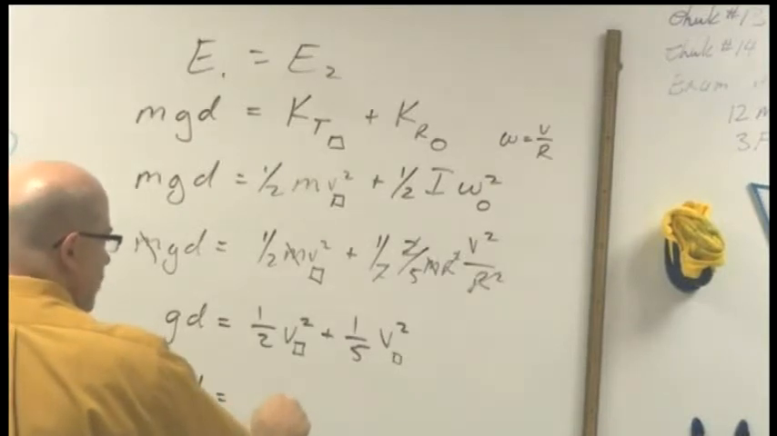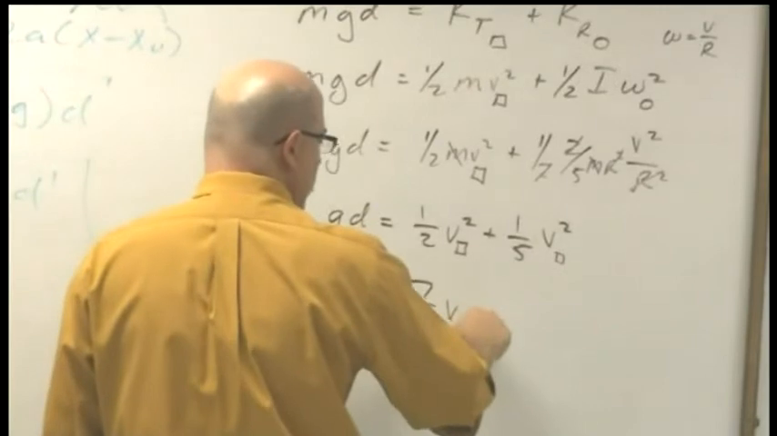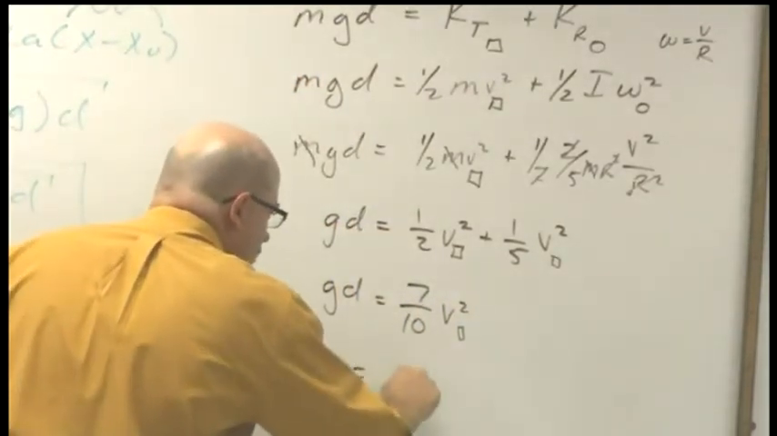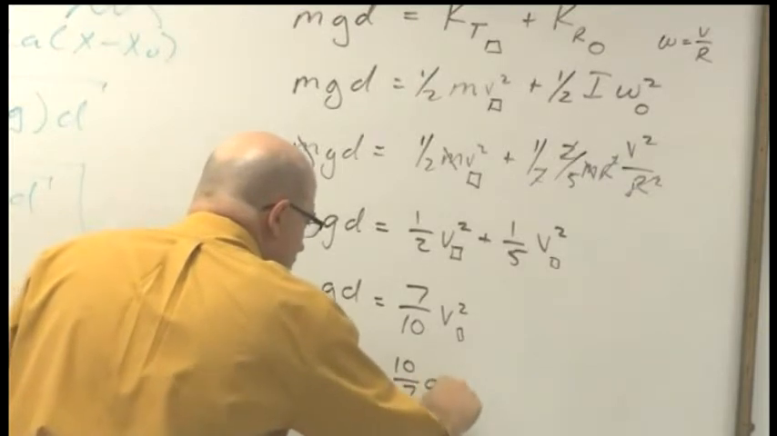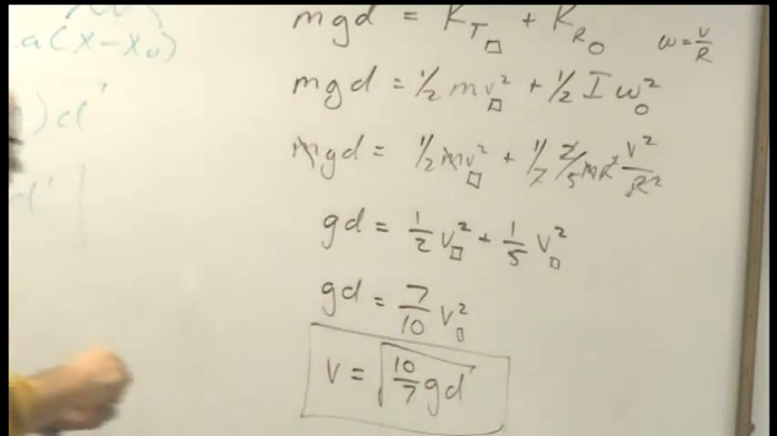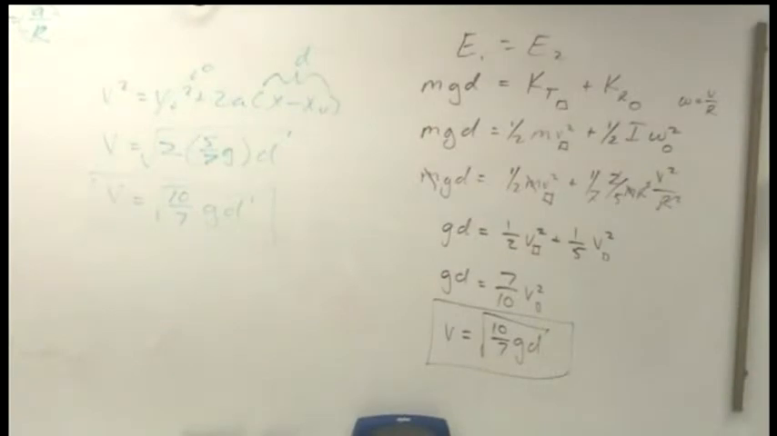All right, so gD equals 7/10 v squared, or the velocity equals the square root of 10/7 gD. Voila! Much faster. And a lot more elegant, actually, as we like to say in physics. It's a nice, elegant solution.